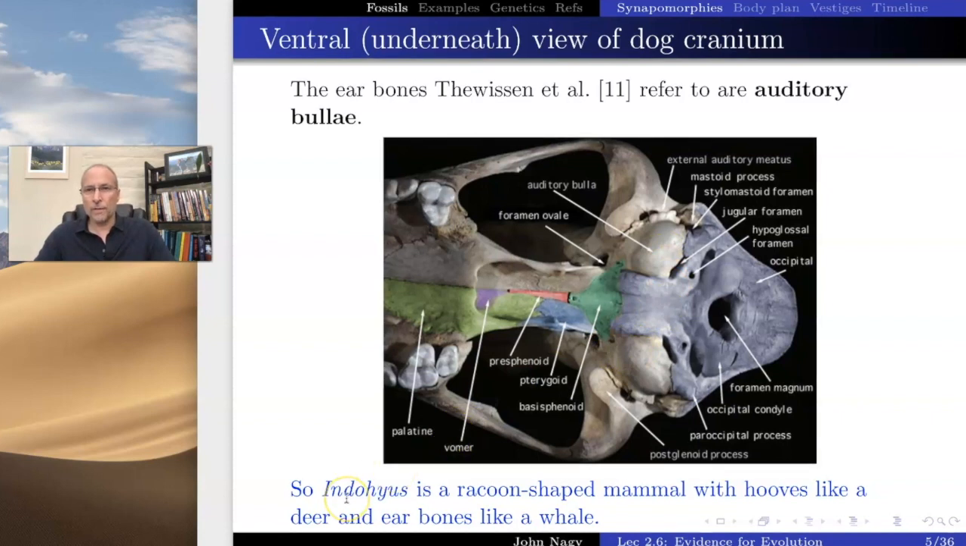So Indohyus is a fossil. It's a raccoon-shaped mammal, but it had hooves like a deer, and it had ear bones like a whale, auditory bullae like a whale's. So this is weird. This is a very strange creature.